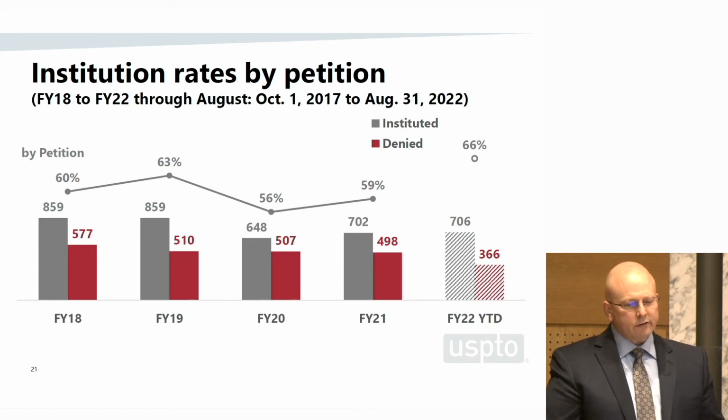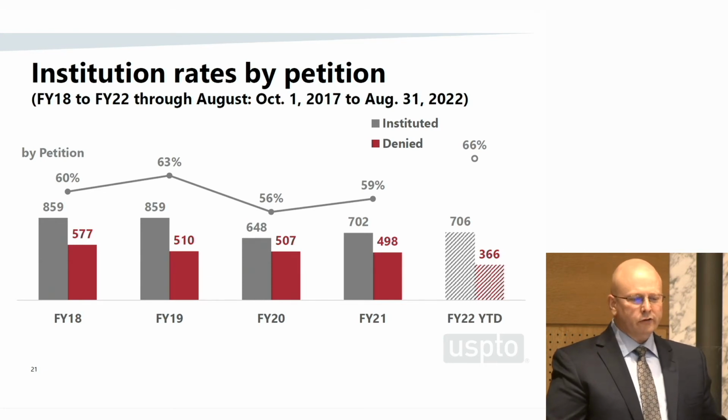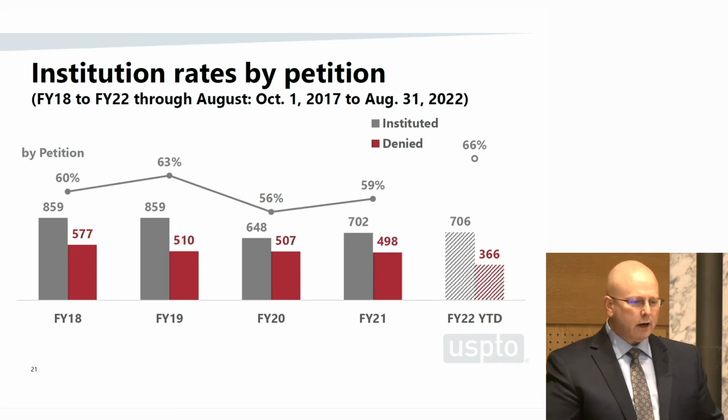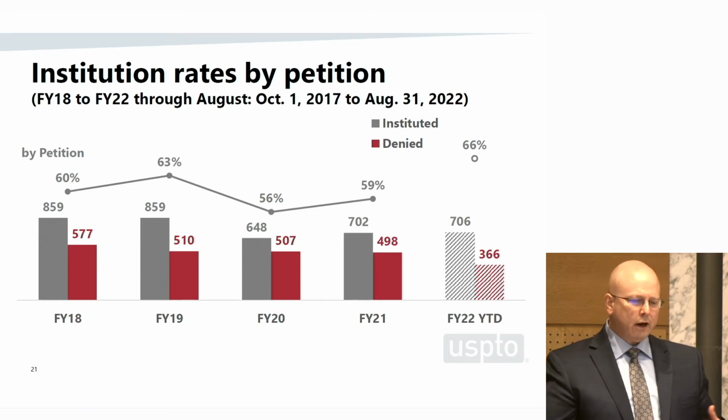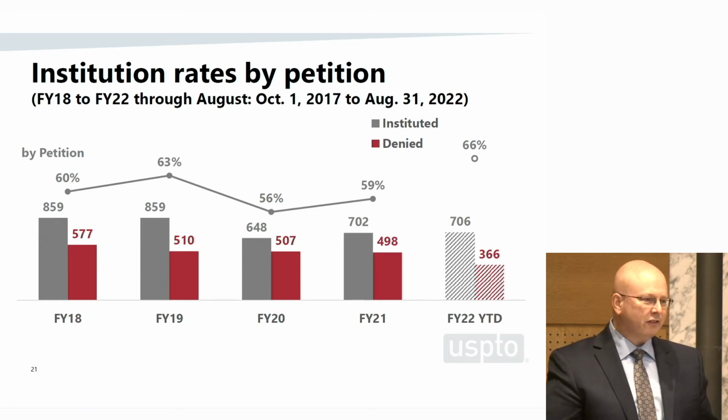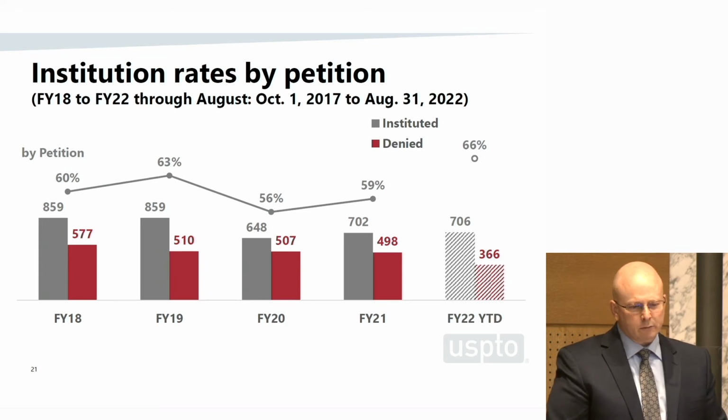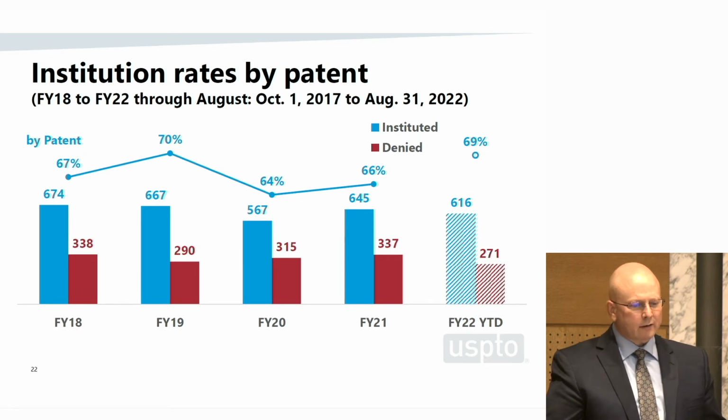Here are just the last 5 years of institution rate. So this went through August. Of course, fiscal year 2022 did conclude, but by the time I turned in the slides, it hadn't quite wrapped up. But you can see that our institution rate, this is where we decide to grant a trial or not, has been in the 60% range. It's dipped down to about 56%. It was 66% as of the time of this slide. Believe it ended up at about that.